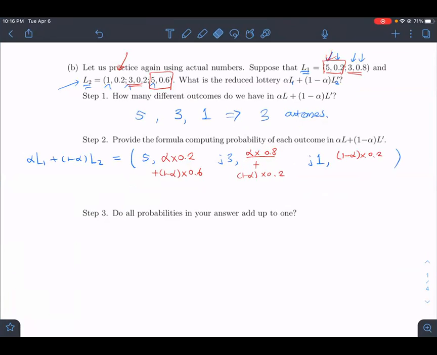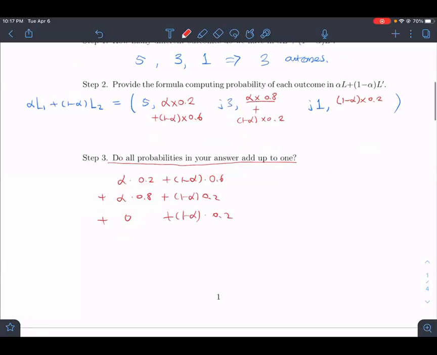Okay. And then the last step, I would recommend checking if the numbers make sense. You can check if all of these probabilities add up to 1. If not, then you did something wrong. So let us check. Alpha times 0.2 plus 1 minus alpha times 0.6, plus alpha times 0.8, plus 1 minus alpha times 0.2, plus, no alpha here, 1 minus alpha times 0 for outcome 1 in L1.